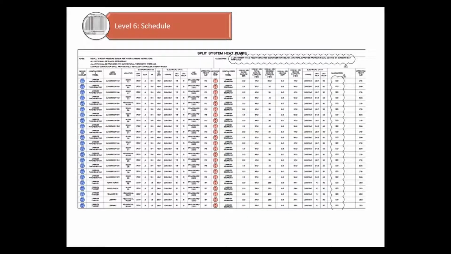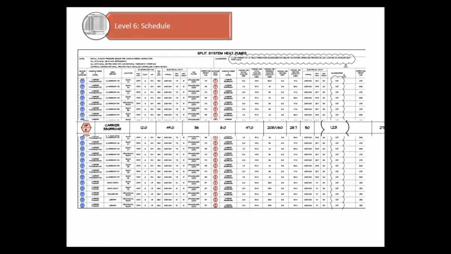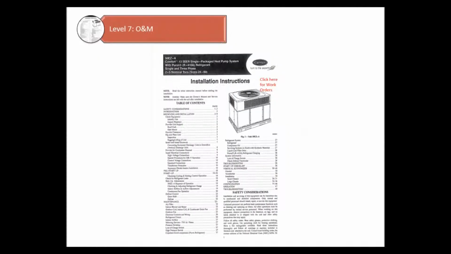Level 6 is the schedule. In this case, the split system heat pump schedule, which lists specific information associated with the heat pumps. Here at the schedule, you can now click on the specific equipment number and get out to the O&M information. Note that this is also an actual architect drawing. Let's click here on HP6.